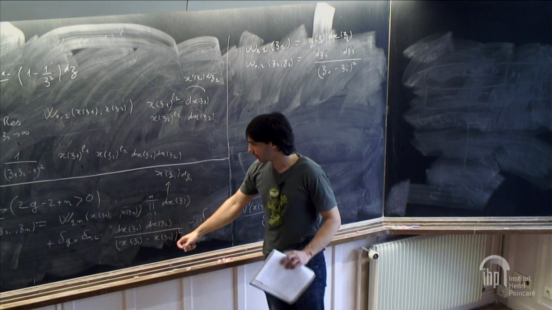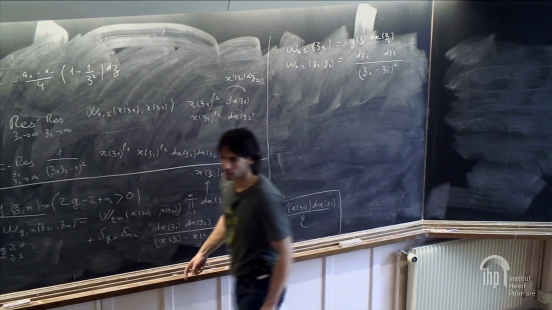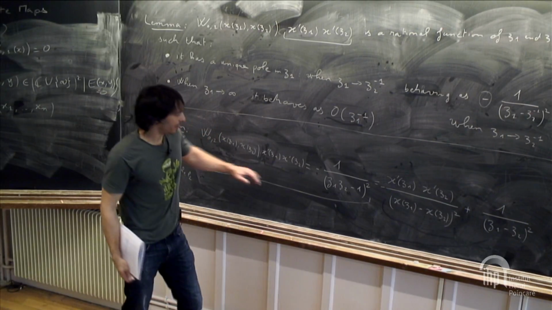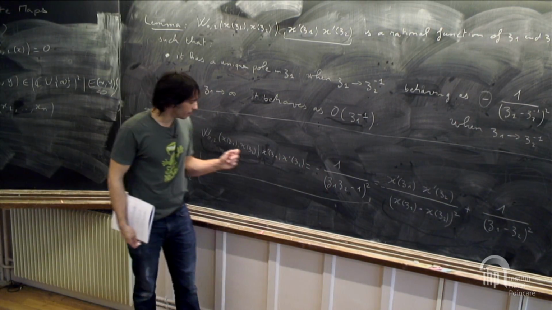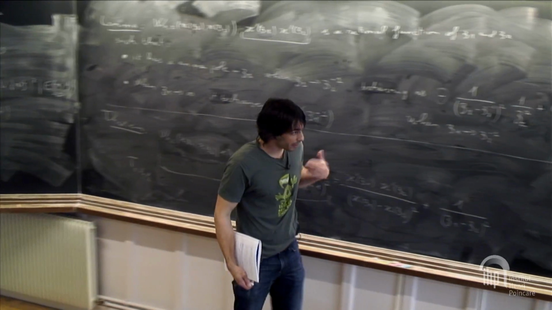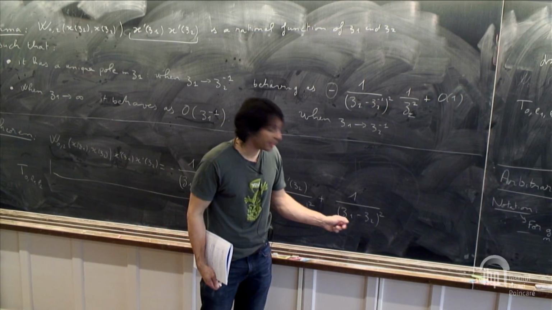So for g equals 0 and n equals 2, what I did by adding this term is exactly what I did here. I didn't really like the fact that I had a pole when z1 was going to 1 over z2. So I changed it in order to get something which has a pole when z1 is equal to z2.